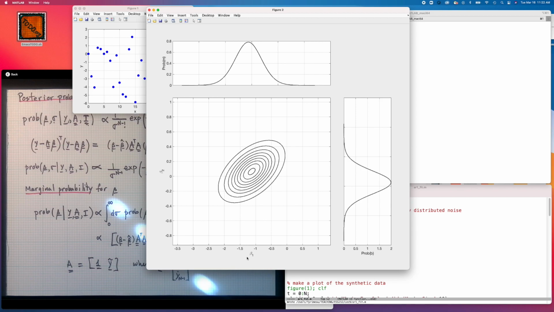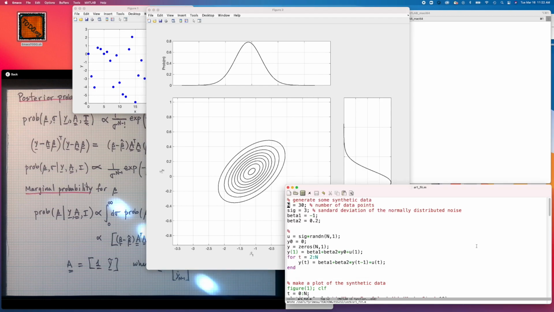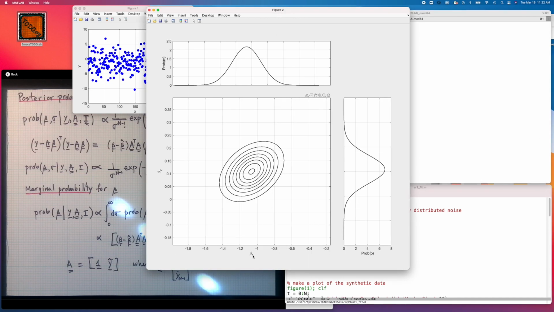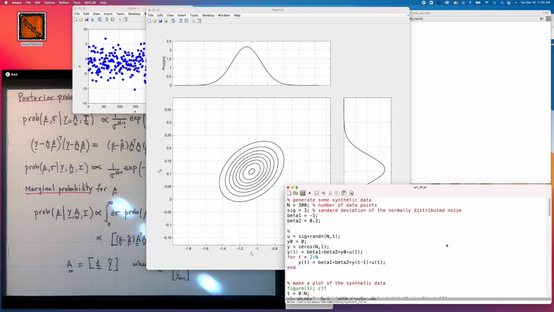All right, so now for beta 1, the maximum is somewhere around minus 1, which is what we expect because that's how we constructed the time series. And beta 2 is somewhere in the range that includes 0.2, which was the true value I generated for the process. All right, let's make the time series bigger and try again. And now we still get the same thing. Now the range is getting narrower and the PDFs are getting tighter. Let's go for an even longer time series.